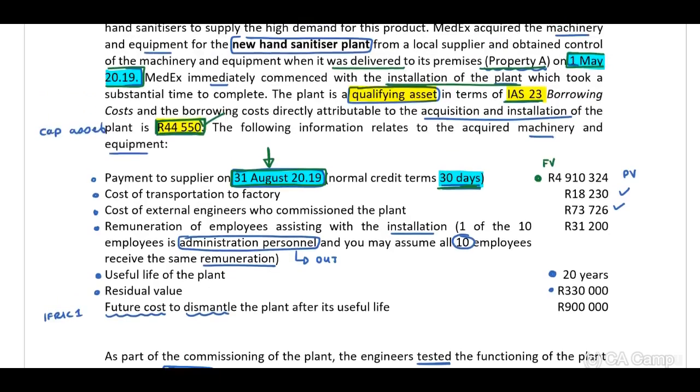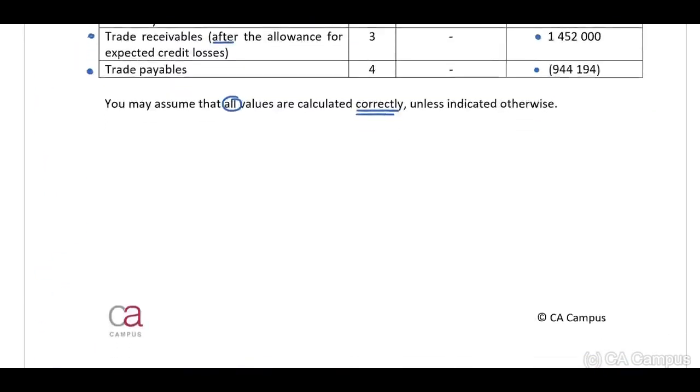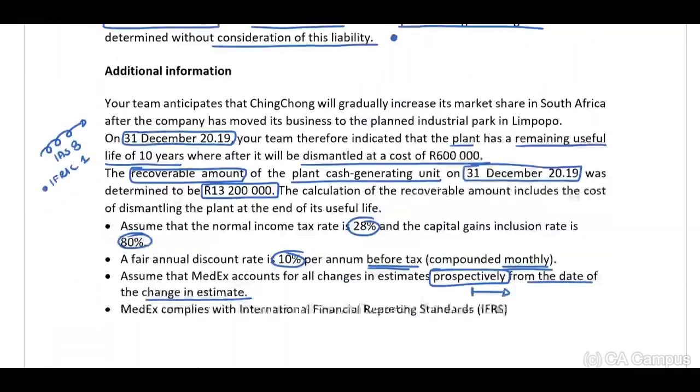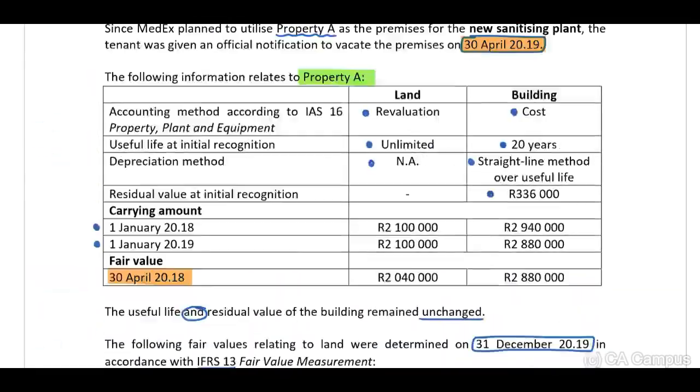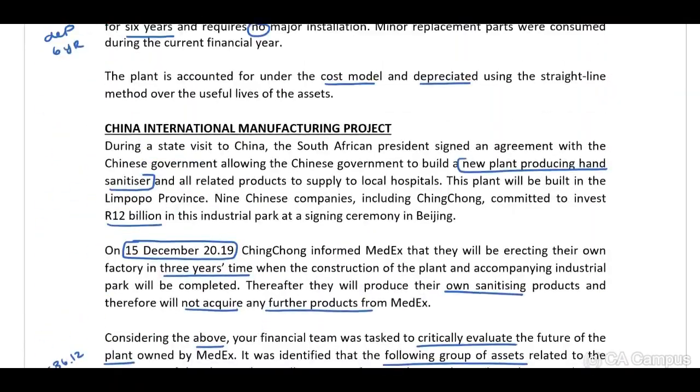Okay, so they received this on 1 May 2019. Therefore, May, June, July, August, we are looking at 4 months. We need to determine the present value. And the rate that we need to use, they've provided this to us. Remember, in the additional information section at the bottom, when we look at this, a fair annual discount rate is 10% per annum, compounded monthly. We need to calculate this based on our months, right? Therefore, let's determine the present value.